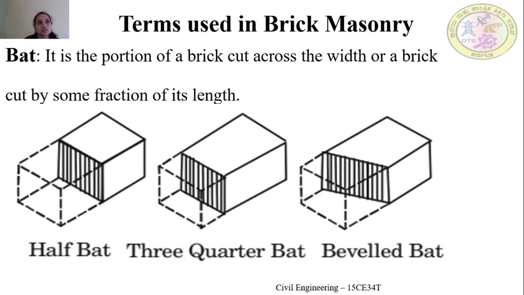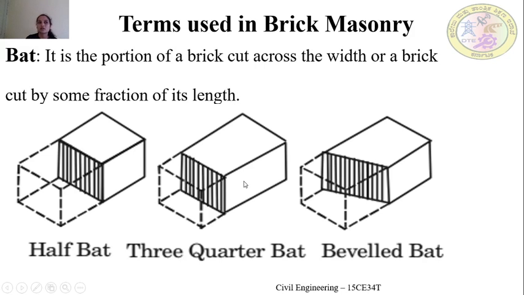So next term is the bat. Bat means it is the portion of a brick that is cut across the width, or a brick that is cut by some fraction of its length. So bat means what? It is the portion of a brick. If the portion of a brick is cut across width, then it is called as the bat. In closure, the longitudinal cut will be made. Bat means the widthwise cutting will be made.